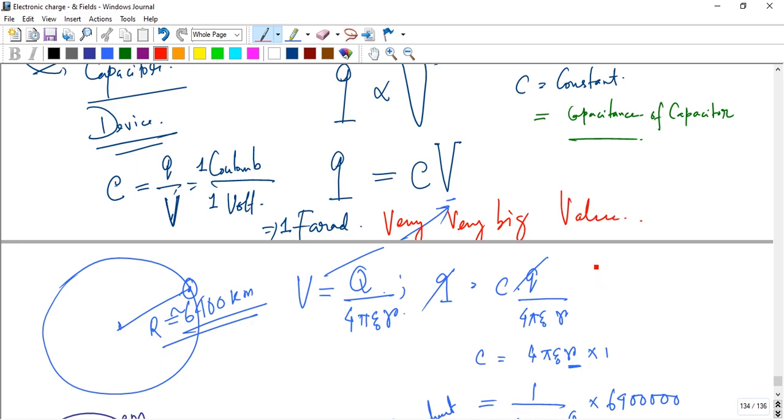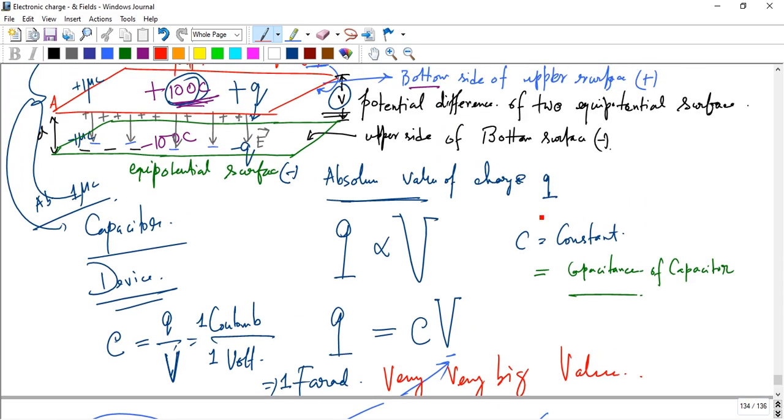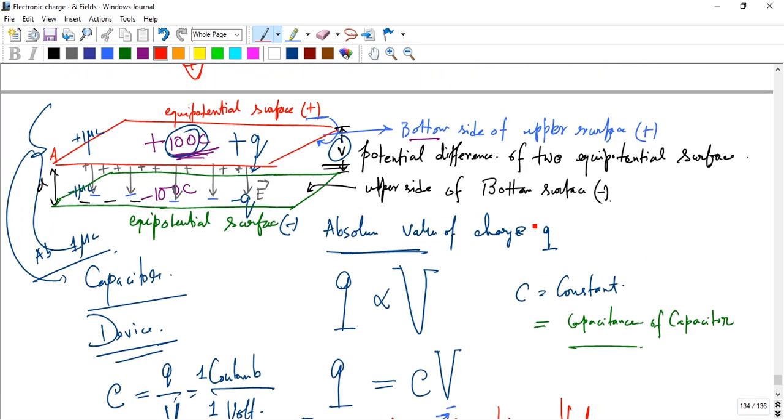Okay, clear? Why the farad is a very big value, how we get it from capacitance, and what a capacitor is. A capacitor is a configuration of two equipotential surfaces with a gap between them, where the two surfaces have charges equal in magnitude but opposite in polarity, and the absolute value of charge q is directly proportional to V. And that V is the potential difference between the two plates.